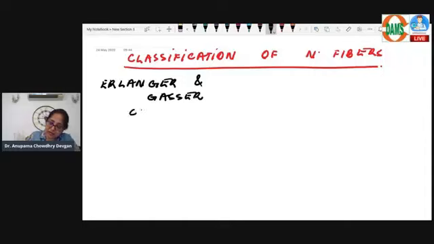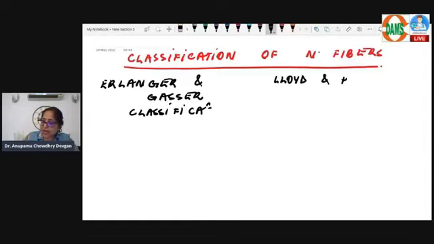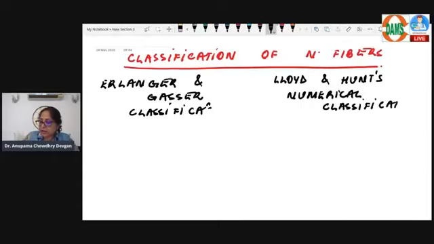There are 2 classifications of nerve fibers which we have to do: Erlanger and Gasser classification, and you have what is known as the Lloyd and Hunt's numerical classification.